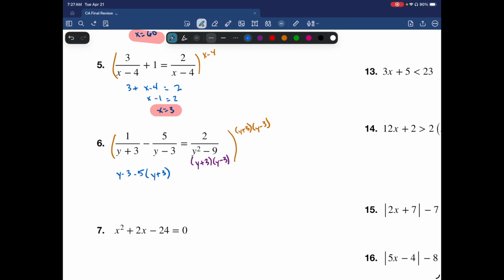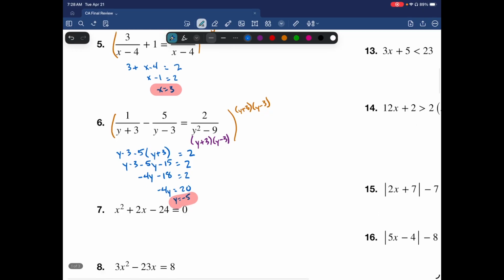And then you have both of them under the 2, so those are going to cancel, and I'm just left with 2. Alright, so I got y minus 3 minus 5y minus 15 equals 2. Let's clean it up. Got negative 4y minus 18 equals 2. Negative 4y equals 20. Y equals negative 5. There you go.